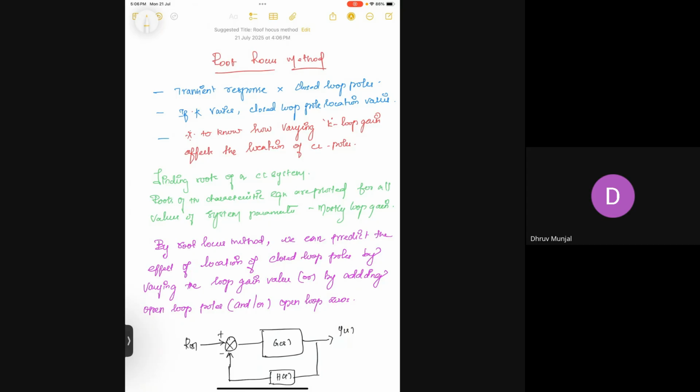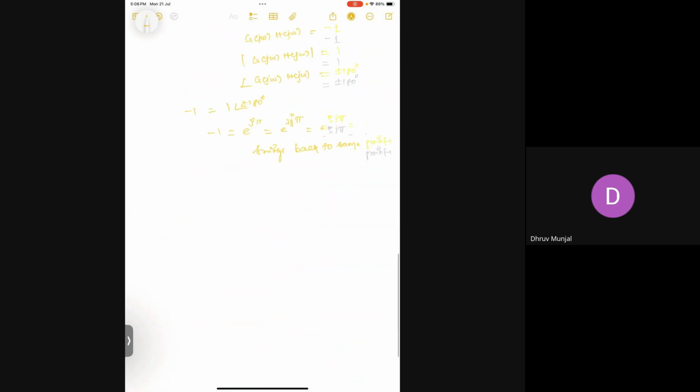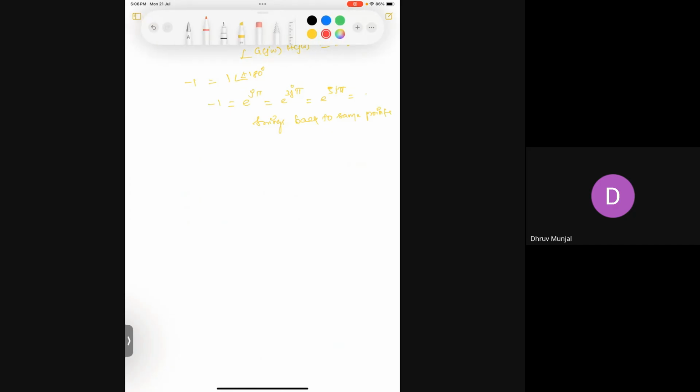Today, I want to start off with a new technique called root locus method. And before going there, somebody asked some question last time on the Routh-Hurwitz criteria.